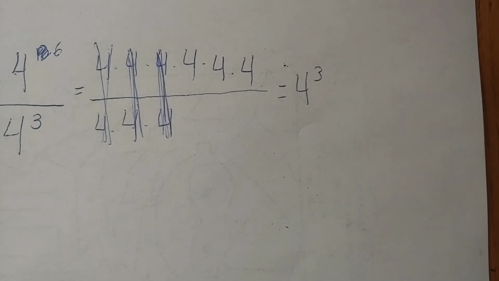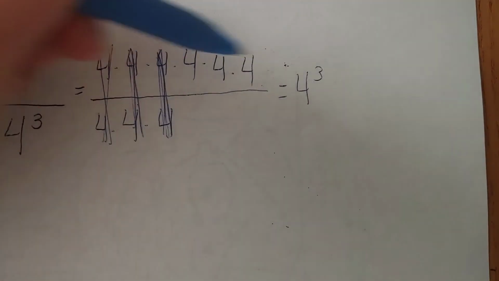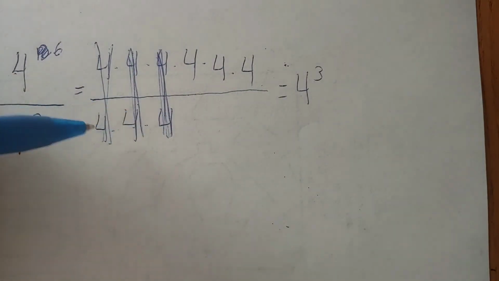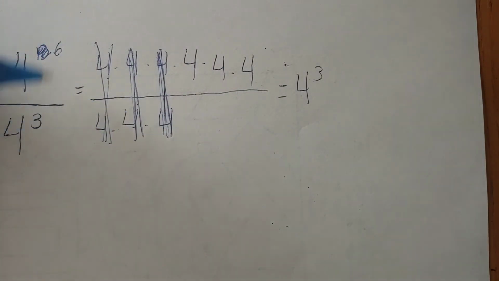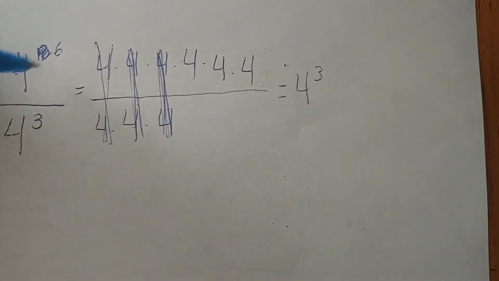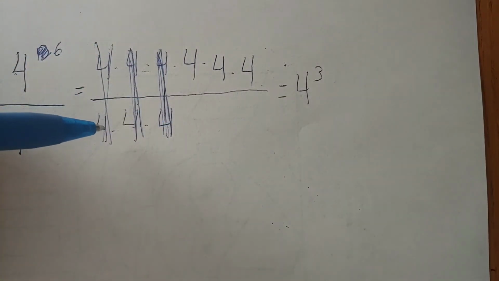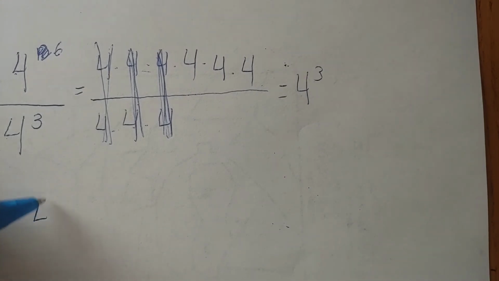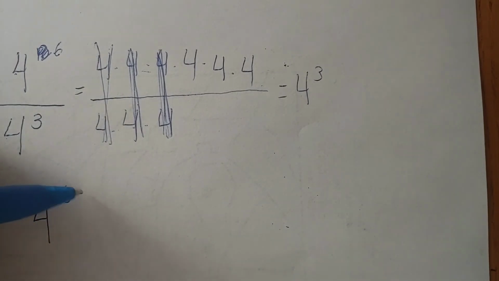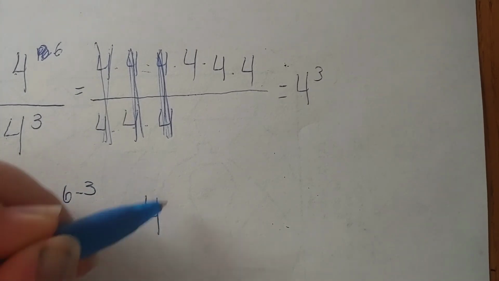So the rule then for this is that if I have 6 4s happening at the top and 3 at the bottom, then I just have to subtract these exponents, because the amount that are left is the difference between the amount up here and the amount down here. Okay, so this is like 4 to the 6 minus 3 power, which is 4 to the third.